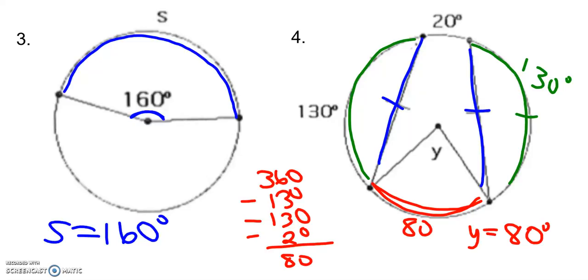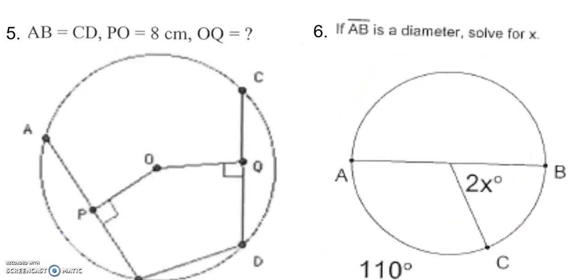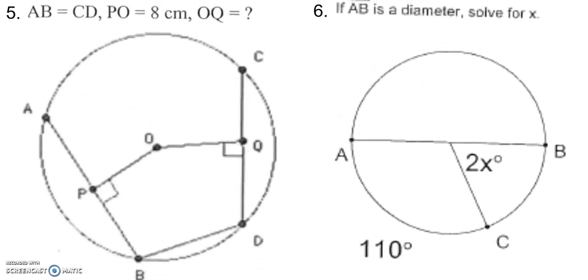Then we have a few more problems here to kind of put everything together. So in number 5, we have that AB equals CD, and then PO equals 8. So this is from the last section. So since these chords are congruent, we know that PO is congruent to OQ, so then OQ also equals 8.